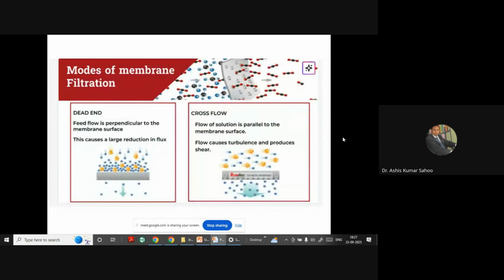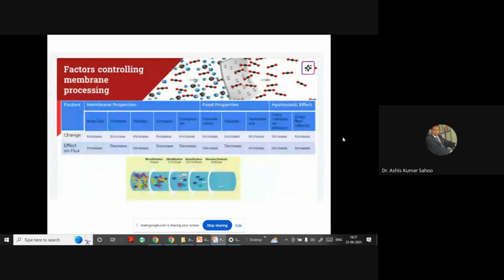Most membrane filters tend to be dead end or cross flow. In dead end, the feed flow is perpendicular to the membrane surface. In cross flow, the flow of solution is parallel to the membrane surface. The flow causes turbulence and produces shear. These are the different factors that control the membrane process.